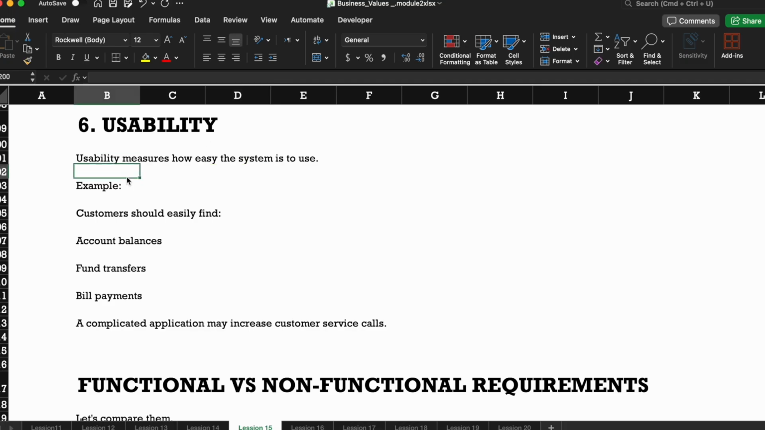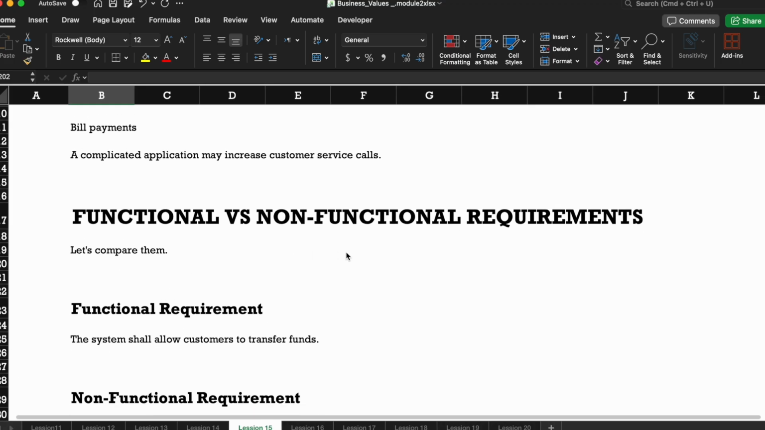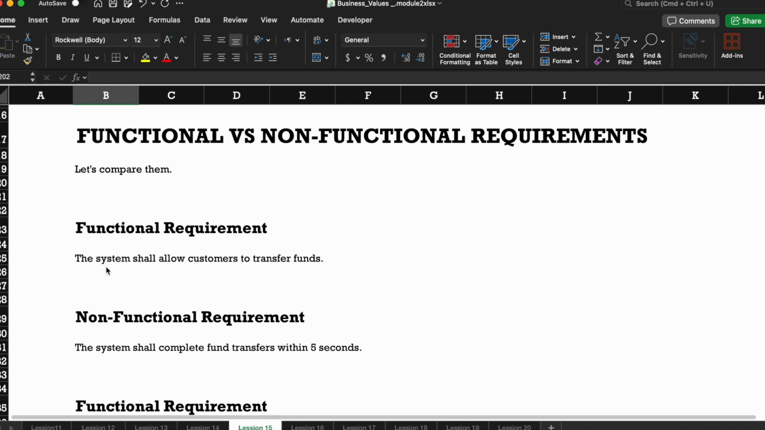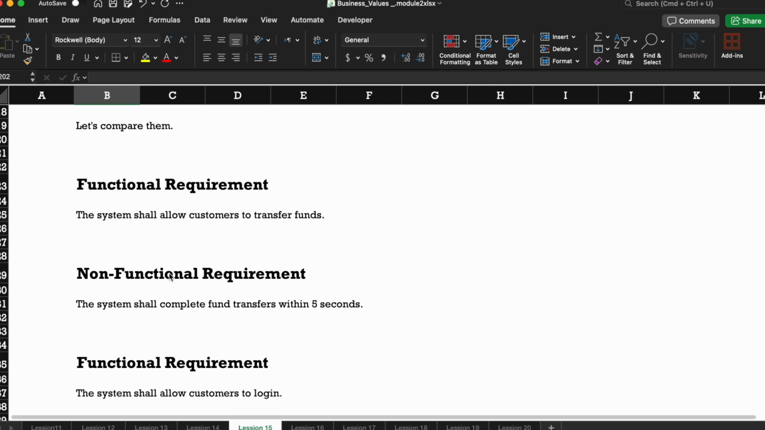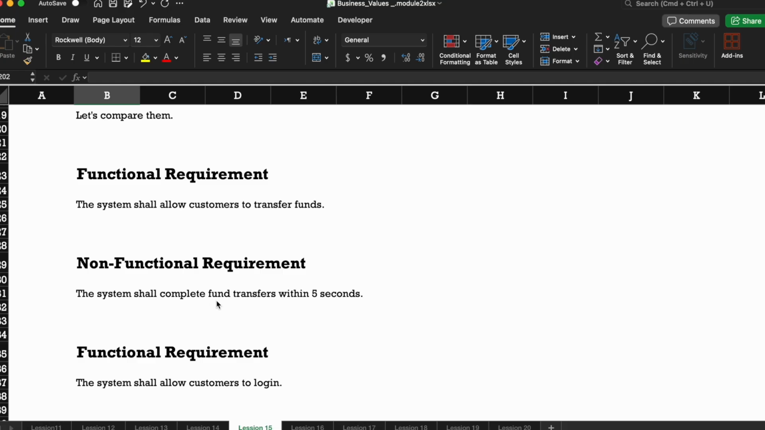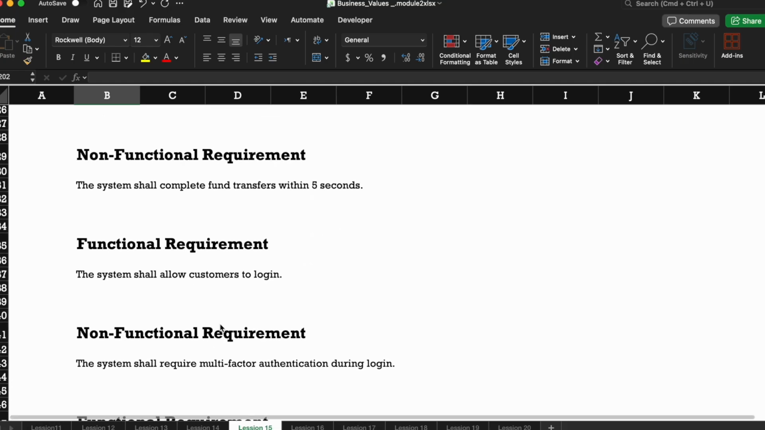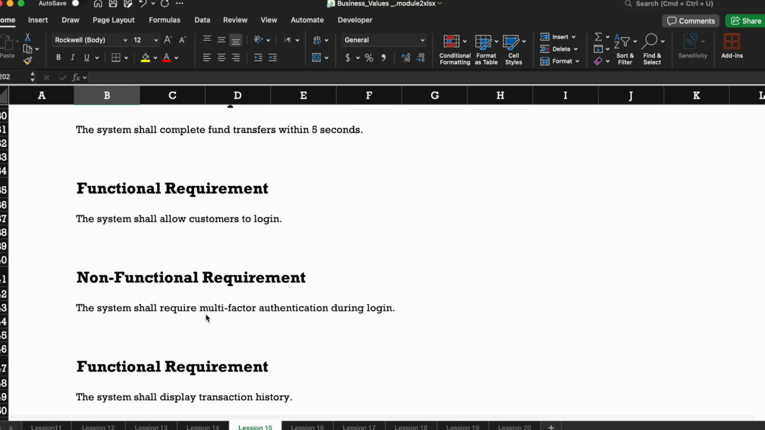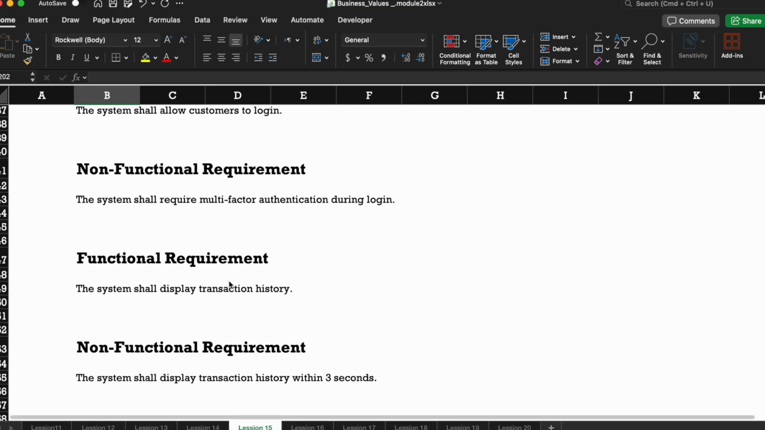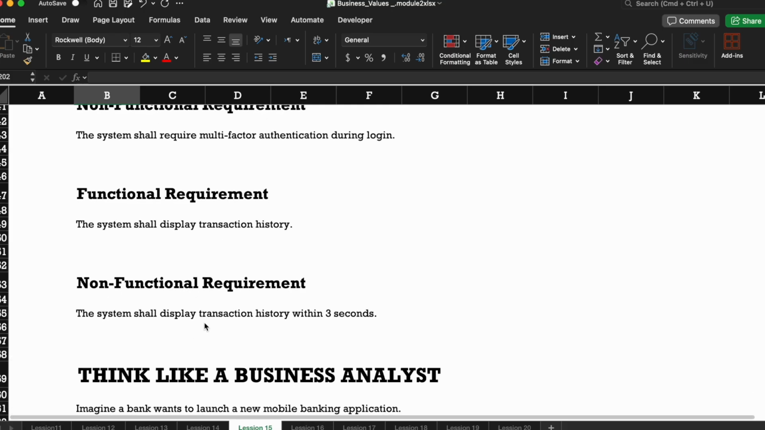So usability. Now, functional versus non-functional requirements. Let's compare them. Functional requirement: the system shall allow customers to transfer funds. Non-functional requirement: the system shall complete the fund transfer within a 5-second SLA. Functional requirement: the system shall allow customers to log in. Non-functional requirement: the system shall require multi-factor authentication during login. Right? You see. Functional requirement: the system shall display transaction history. Non-functional requirement: the system shall display transaction history within 3 seconds.